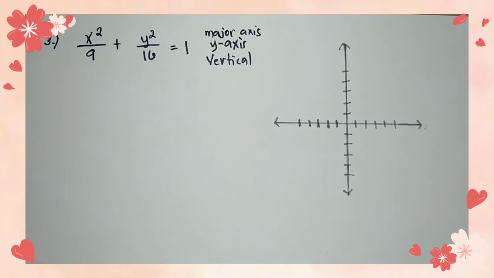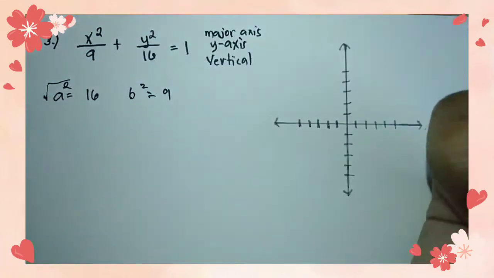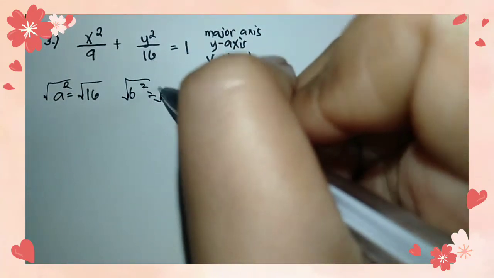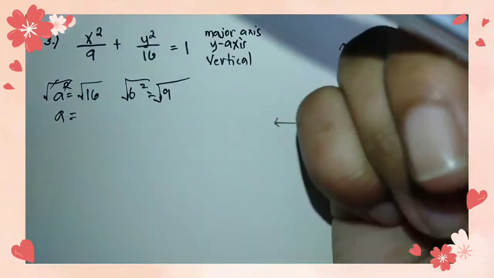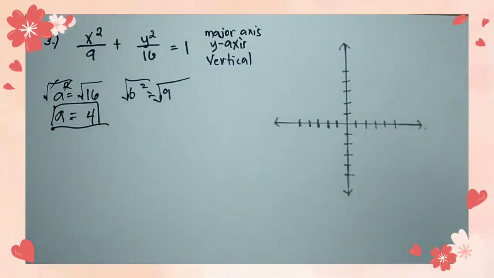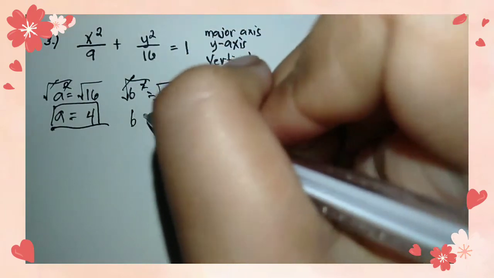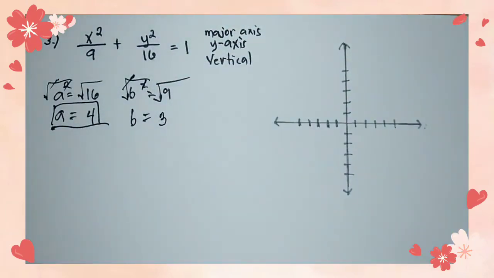Okay, so right after that, you are going to solve for a, b, and c, in order for you to graph the ellipse, right? So we have our a squared is equal to 16 and b squared is equal to 9. In order for us to eliminate square, we have to extract square root. And then cancel, of course. And then a is equal to square root of 16 is 4. So ito na yung ating magiging vertices, right? And then ang ating b is equal to square root of 9 is 3. So yung ating b naman yung magde-determine ng ating co-vertices.